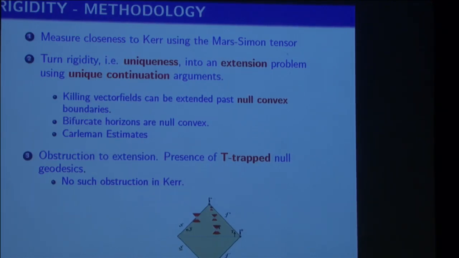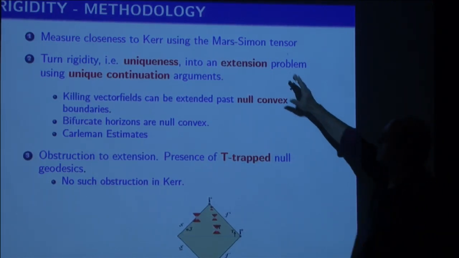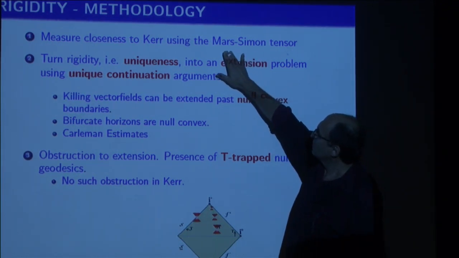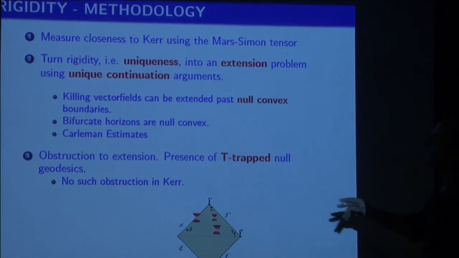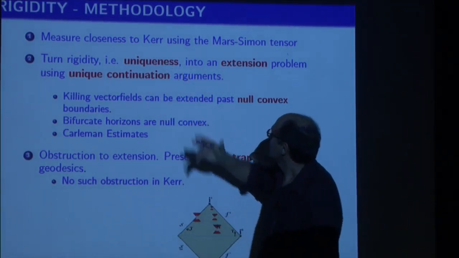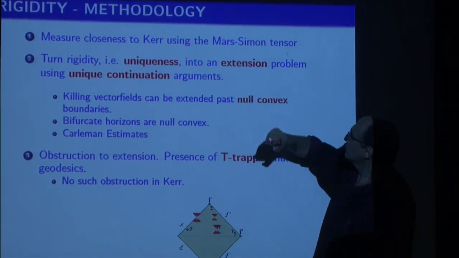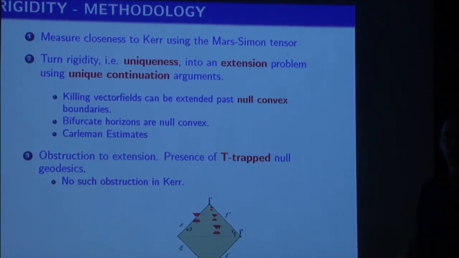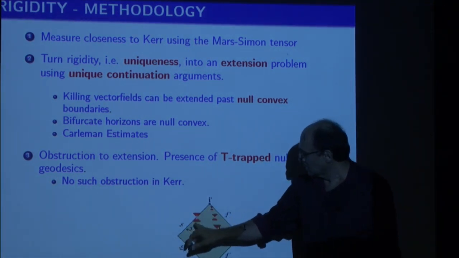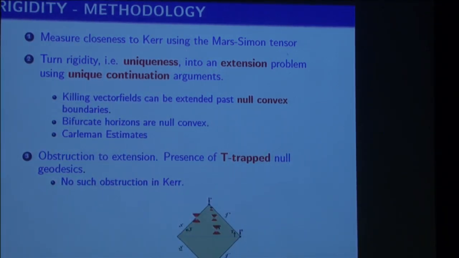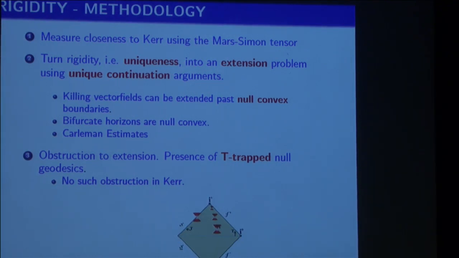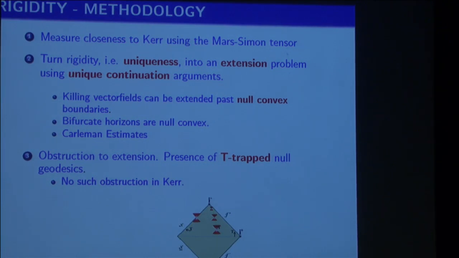All right, so rigidity. Very fast, what is the methodology which was used. We measure closeness to Kerr using the Mass-Simon tensor. I mentioned that already. The rigidity, which is a uniqueness issue, is turned into an extension problem using unique continuation arguments. I guess I went too fast about that. There are two ways of proving the results that I mentioned. One is to use this Mass-Simon tensor and make certain assumptions about that. And the other one is based on an observation of Hawking.